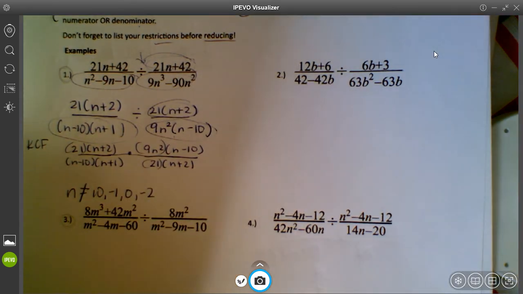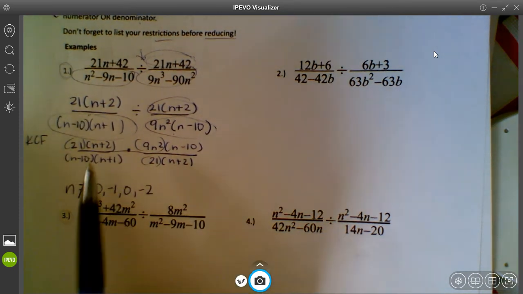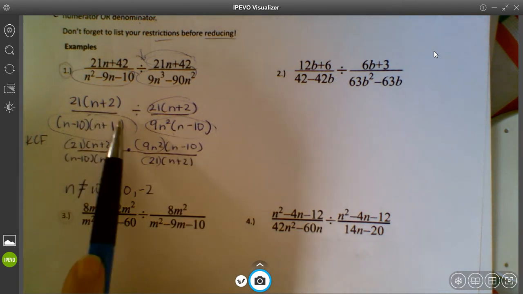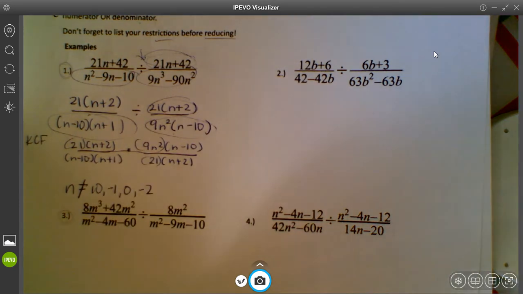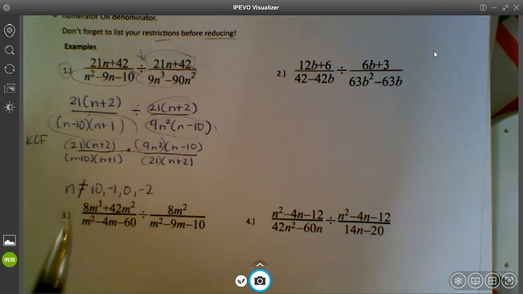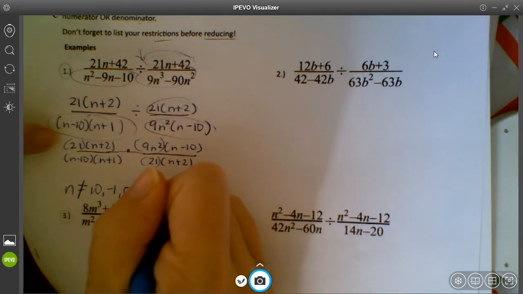Some things to note. You could restrict here or here, just as long as you know you're doing this spot, and this spot. So that means you can keep, change, flip first or not, doesn't matter. Now when you go to eliminate, everything's good because we're at the multiplication stage. You're going to eliminate tops and bottoms again.